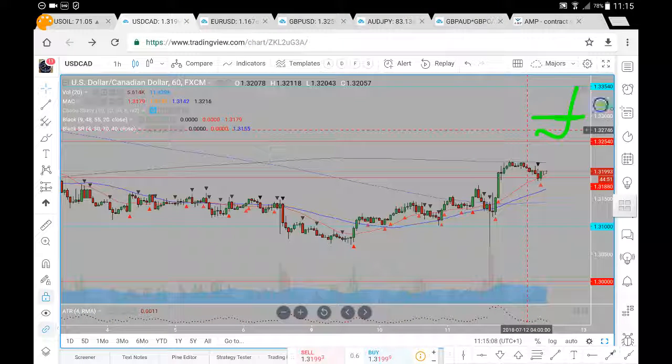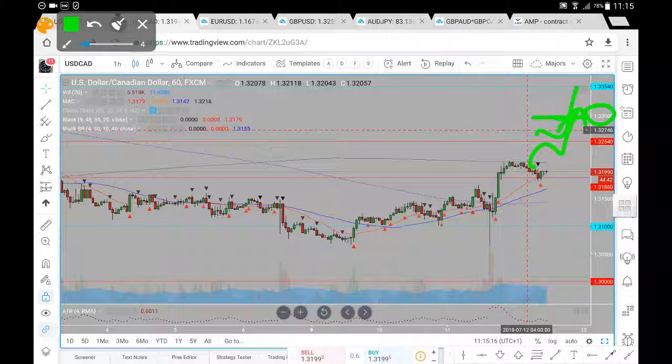But we'll keep an eye on 133, as that might be a level from which we could see some sell side momentum return to the market if we do trade back above the 32.54 here on the US dollar CAD.